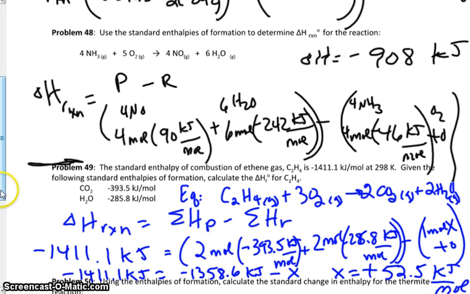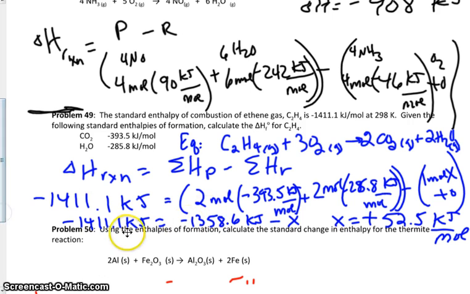Watch your algebra skills. What I did is carry through this negative 114.11. I combined these terms and got negative 1358.6. Don't forget, watch your signs carefully. Minus 1X, 1 mole of X. If you solve for X, add 1358.6 to both sides and then divide by negative 1 to get X equals positive 52.5 kilojoules per mole.